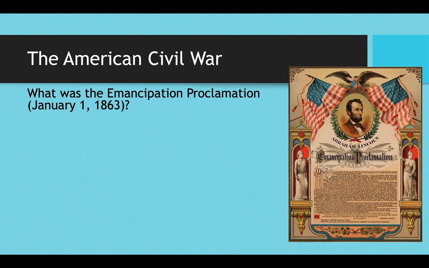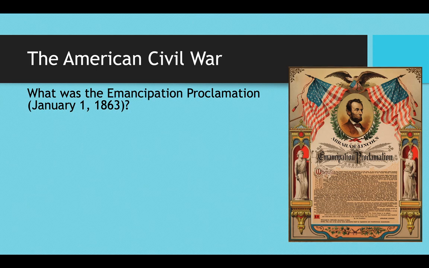Now, the Emancipation Proclamation is something that President Lincoln decided to issue on January 1st, 1863. So the war has been going on for a little less than 2 years at this point, and he makes a decision after Antietam that preserving the Union is not enough. In addition to preserving the Union, he's going to use this opportunity to also free the slaves, to abolish slavery.